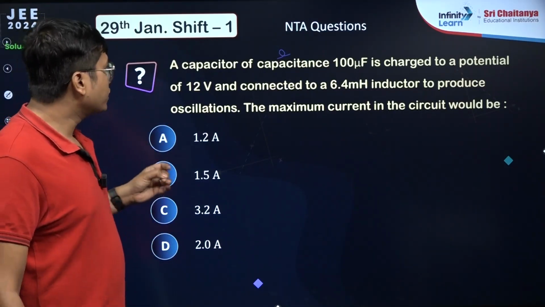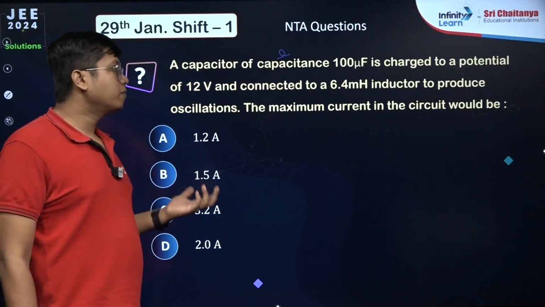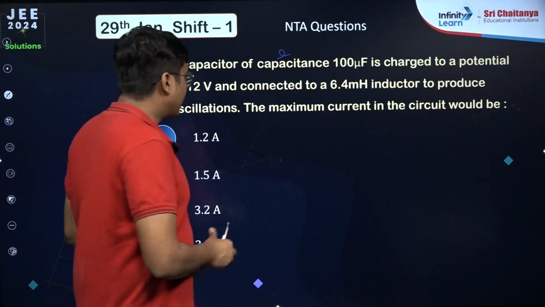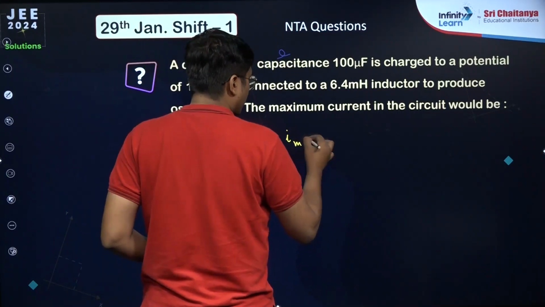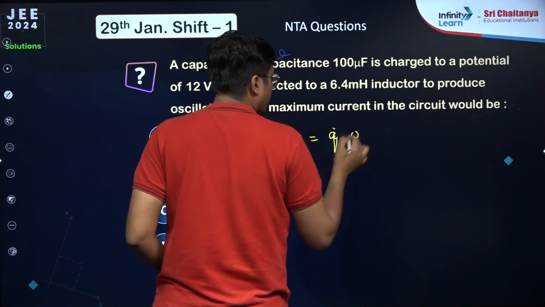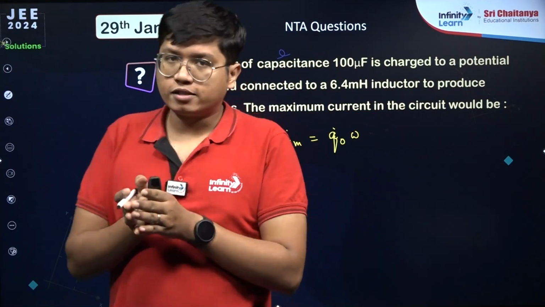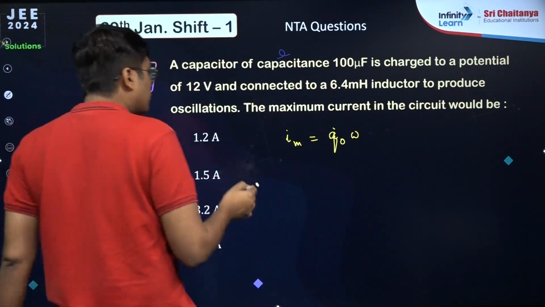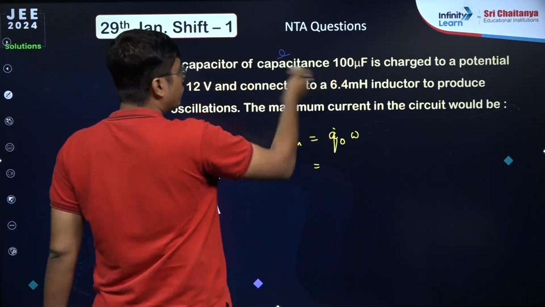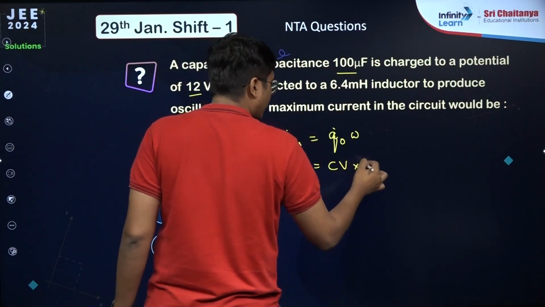Next question says, a capacitor of capacitance 100 microfarad is charged to a potential of 12 volts connected to a 6.4 millihenry inductor to produce oscillations. What is the maximum current in the circuit? We know that in an LC oscillation, the maximum current is equal to Q naught into omega, Q naught being the maximum charge of the capacitor. What is the maximum charge of the capacitor? It is just going to be C into V naught, the maximum voltage possible. So it is CV into omega.